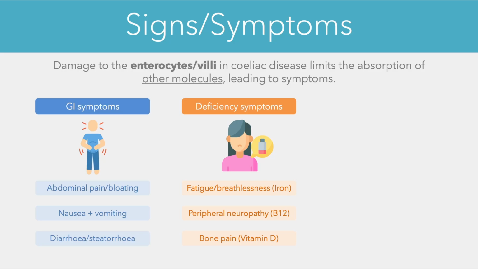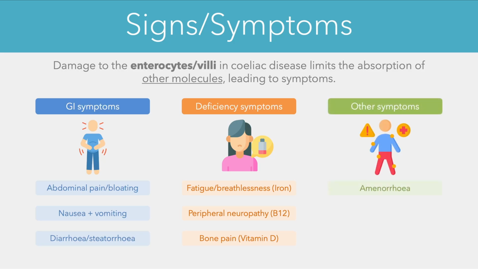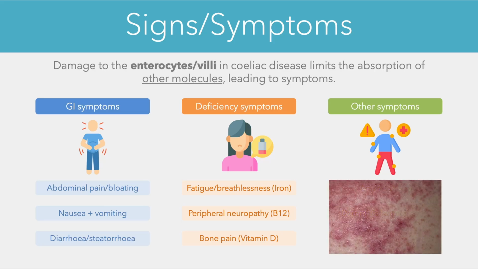There can also be some other symptoms of the condition, so for example, amenorrhea in females, or specific skin conditions such as dermatitis herpetiformis, which basically occurs due to the level of circulating autoantibodies in the blood.